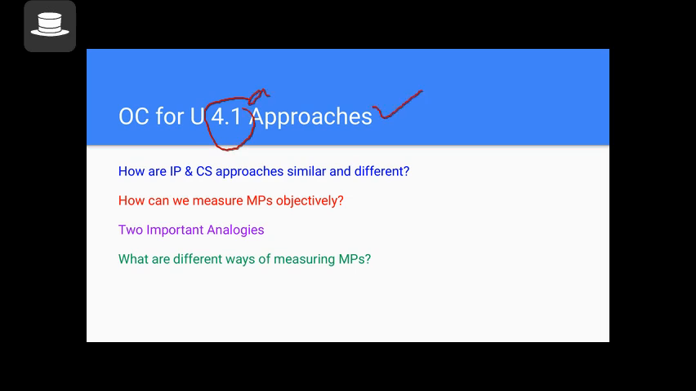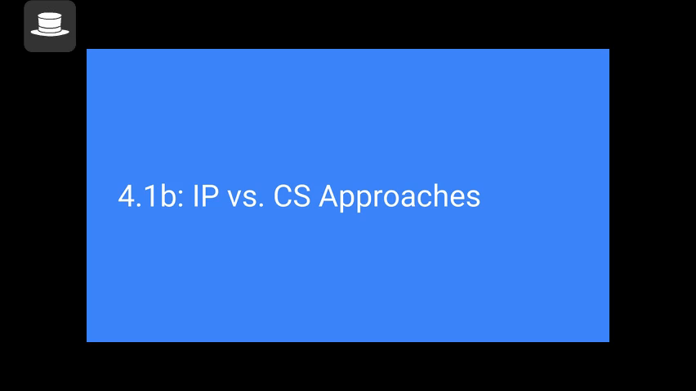In fact, this is 4.1a. We're talking about the basics. In the next video, we'll talk about 4.1b. In this video we talked about the differences between these two approaches at a very general level. In the next video we'll talk about what specific differences there are between information processing and cognitive science approaches.